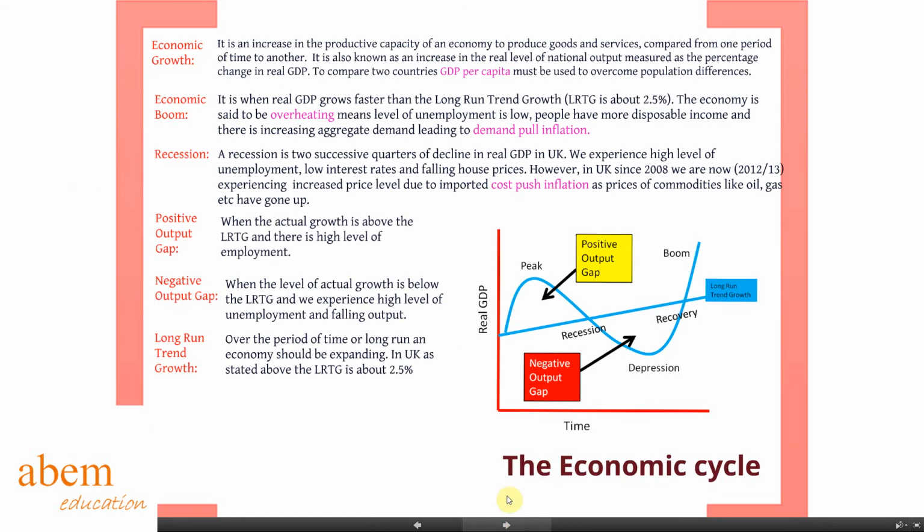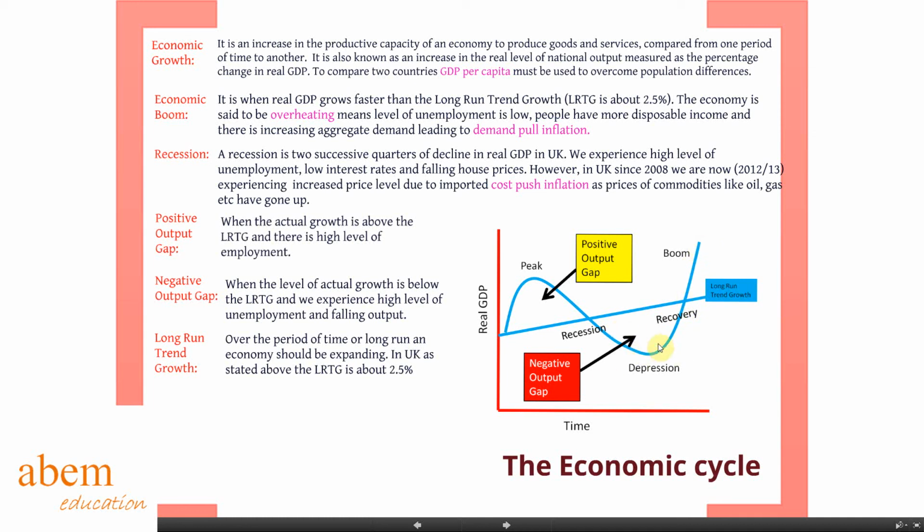We need to understand the economic cycle. We can see on the diagram, on the y-axis we've got real GDP, on the x-axis we've got time, and the straight line here is the long run trend growth, alongside the actual curve of the economy. So if we are above the long run trend growth and on top of the actual growth, it's called the peak. Going down, it's recession, and when it's going back towards above the long run growth, then we call it recovery, and then we hit boom again.